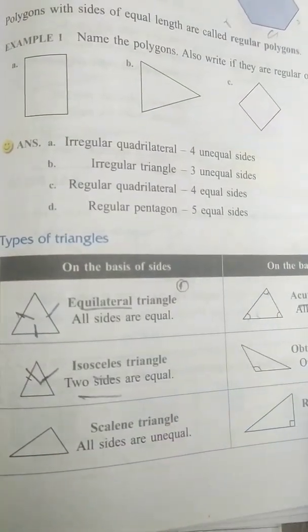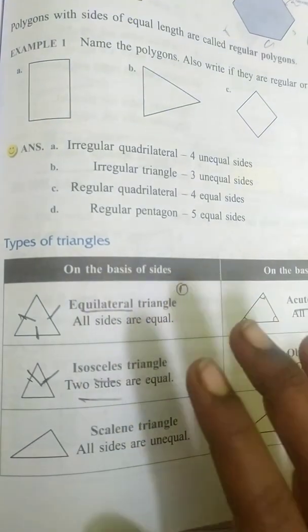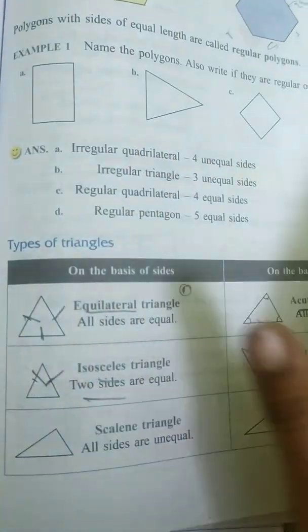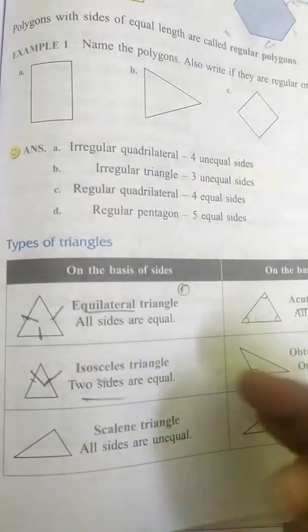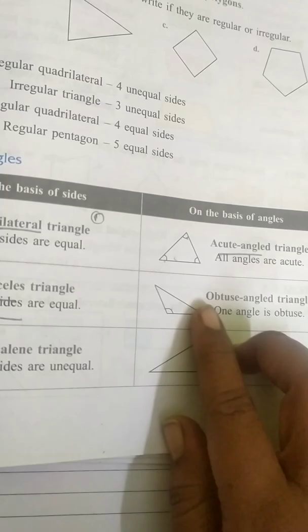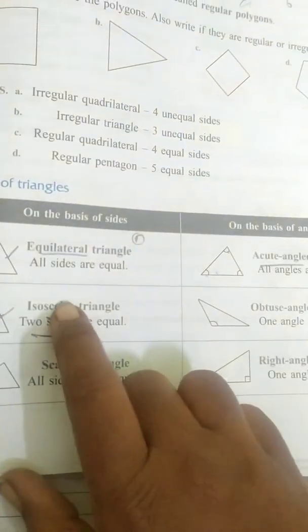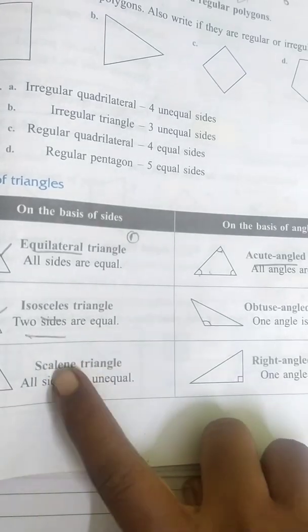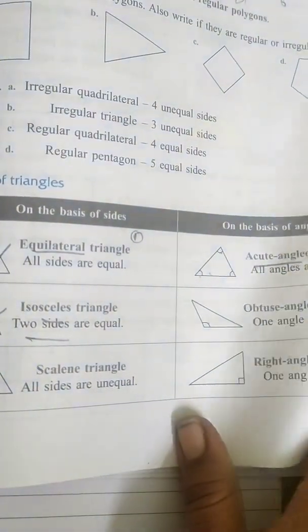On the basis of angles, how can we classify a triangle? Three sides equal means it is an equilateral triangle. These are the important concepts I have asked for in the examination. You concentrate on this. All angles acute means we call it an acute angled triangle. One angle obtuse means obtuse angled triangle. Two sides equal means isosceles. All sides unequal, we call it a scalene, and one angle a right angle, we call it a right angled triangle.